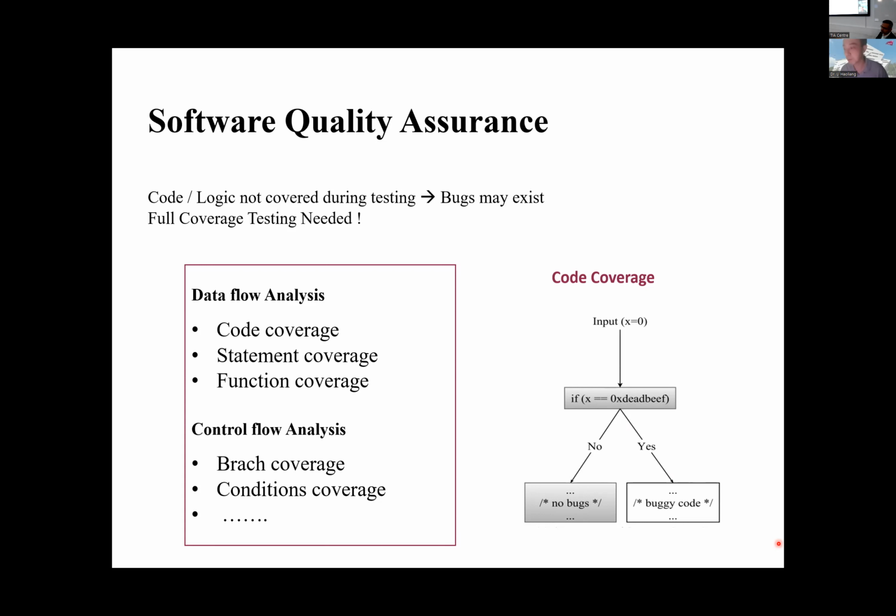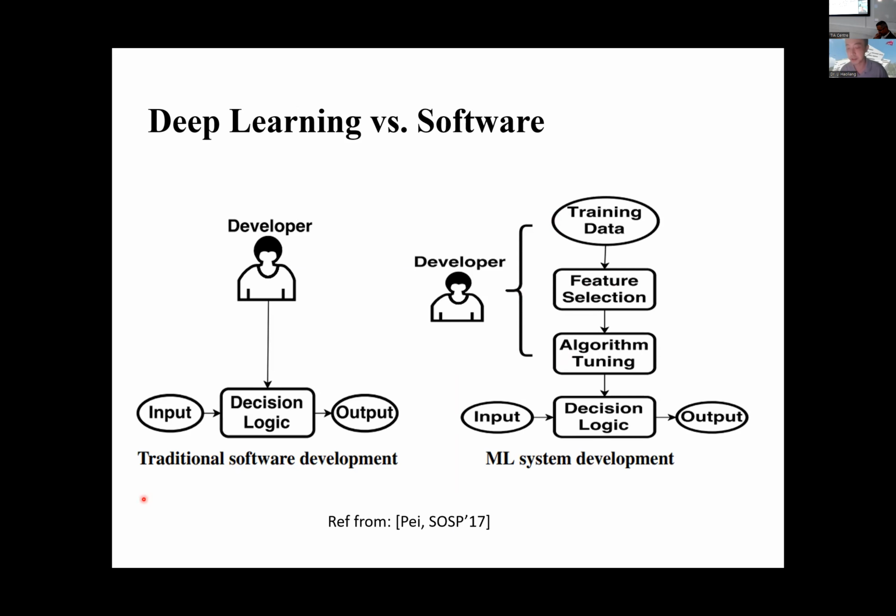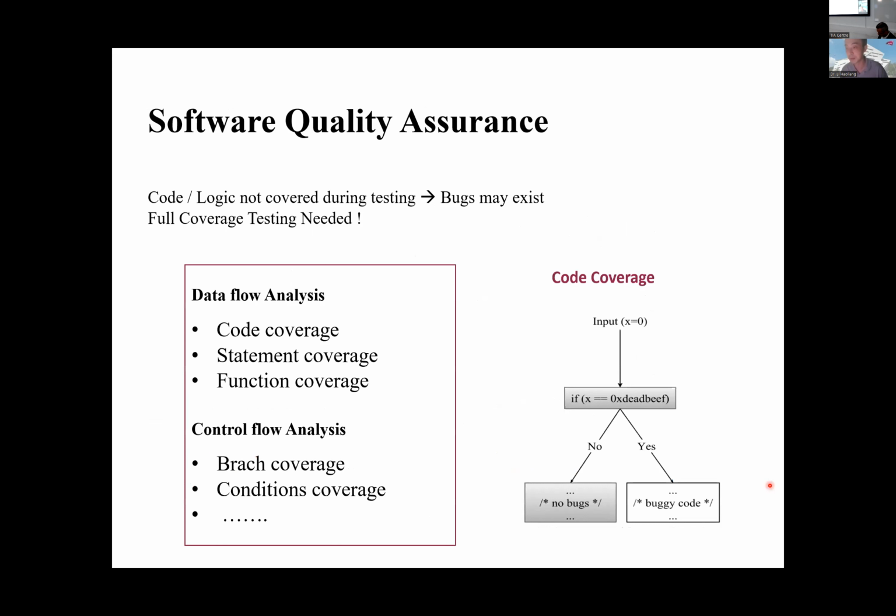So based on this idea of code coverage, we have a lot of metrics, based on the data flow analysis and based on the control flow analysis. The key idea for software quality assurance is to make sure all the branches can be activated during the testing stage. Okay, so now we want to borrow the idea, because we want to have some comparison between the traditional software deployment and also the machine learning system development. So how can we analyze a machine learning model from the perspective of software engineering?